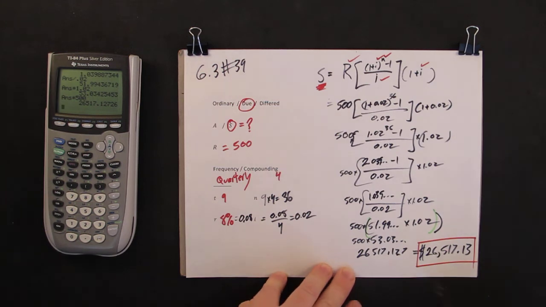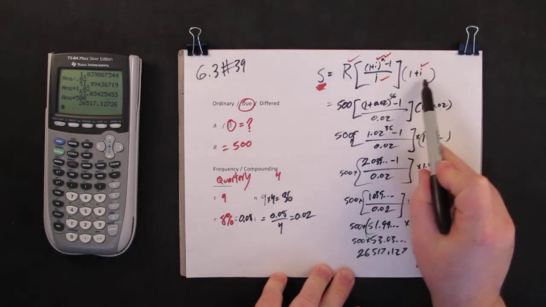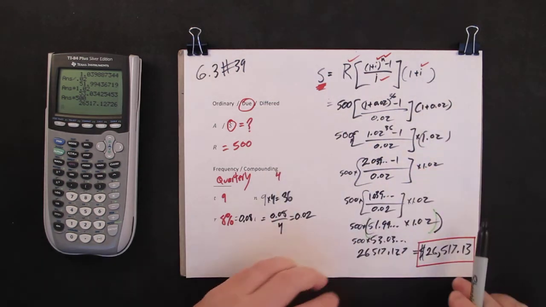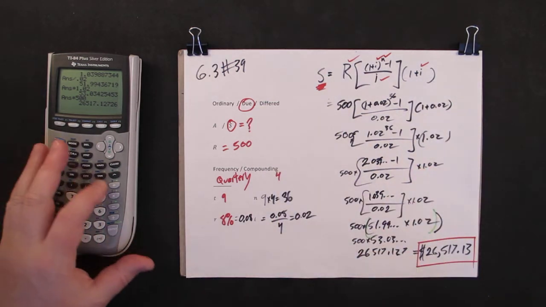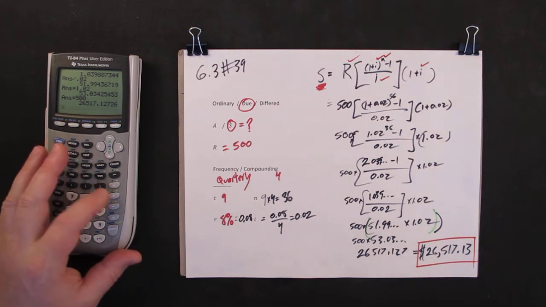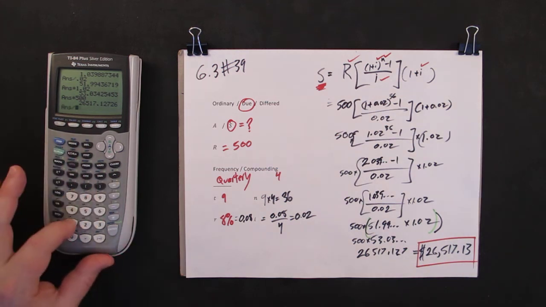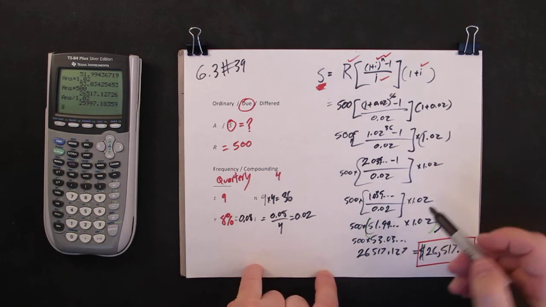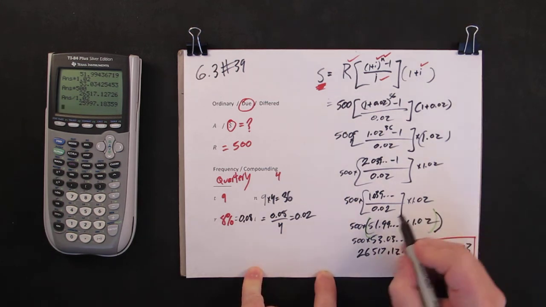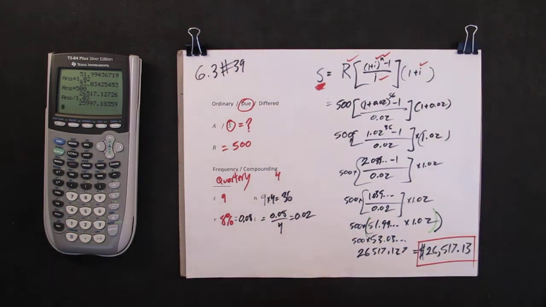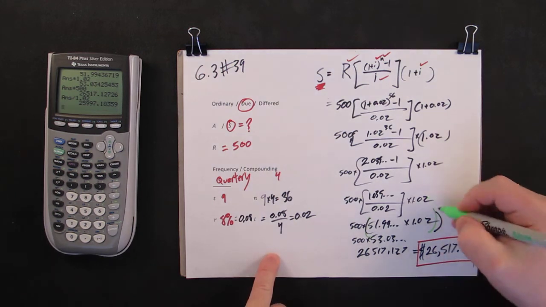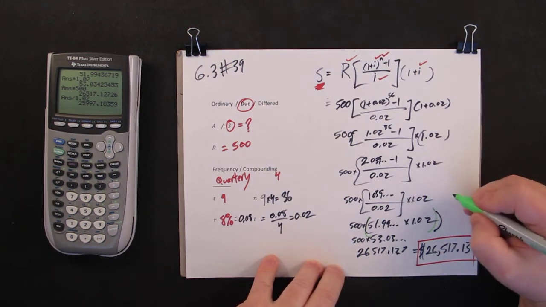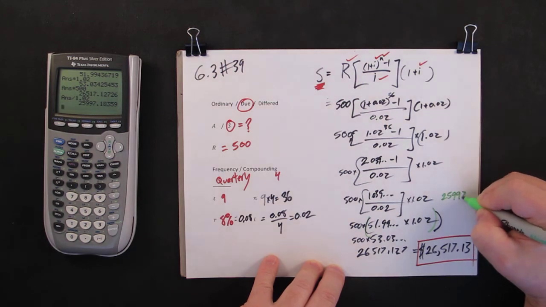One point I want to make is if you had forgotten this extra growth from the annuity due, you actually end up with a smaller amount. And in this one, it's enough to make a difference, as you'll see. So if you had neglected to do this computation, you would end up with 25.9.